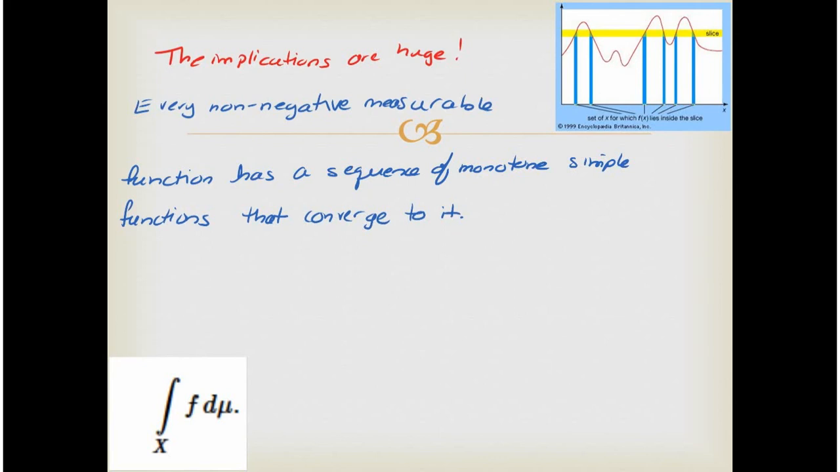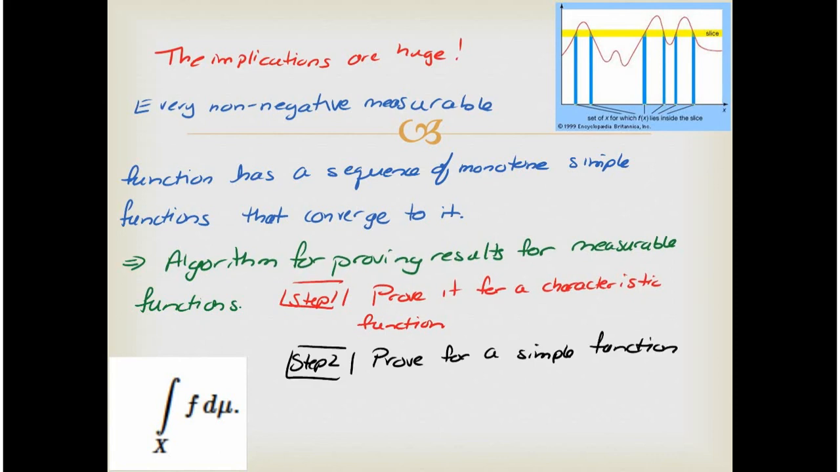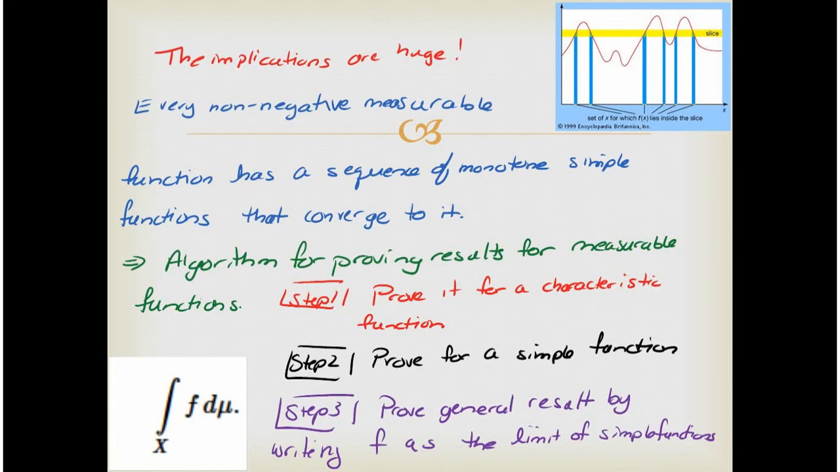So I restated it just the way I said it in the previous slide. Every non-negative measurable function has a sequence of monotone simple functions that converge to it. And this provides us with the algorithm for proving results for measurable functions or on Lebesgue integration. The first step is to prove it true for a characteristic function. The second is to prove it true for a simple function. And you prove the general result by writing f as the limit of a monotone increasing sequence of simple functions.